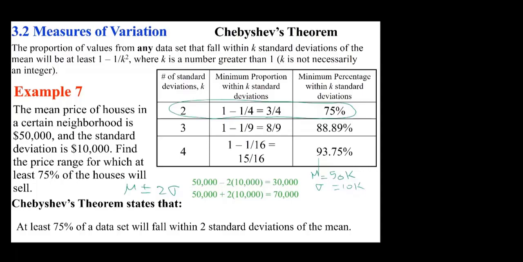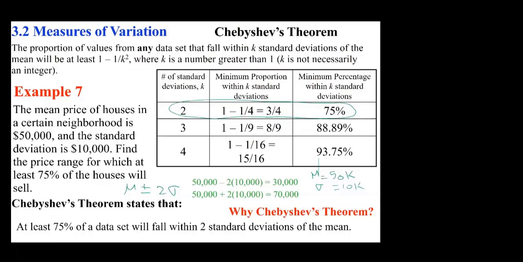What we need to know now, why Chebyshev's theorem? Oh, I was just gonna say that it's because it's asking to find the price range for at least 75% of the houses will sell. So therefore, we want to know a certain percentage of the range that we have. So therefore, we need to be able to find the values that will be within that 75%. So then that's why we use Chebyshev's theorem.